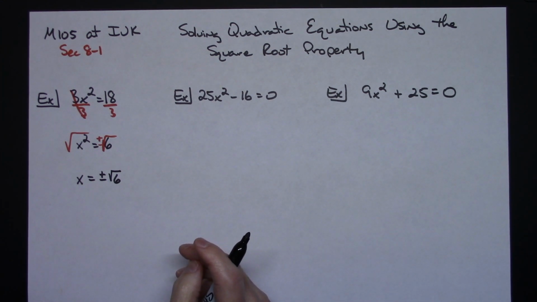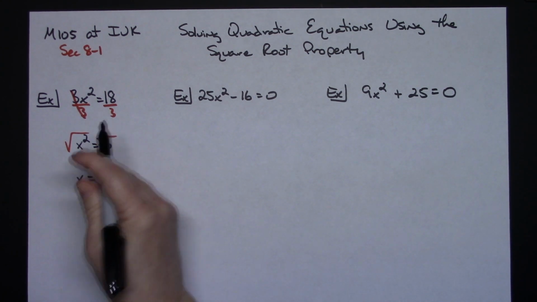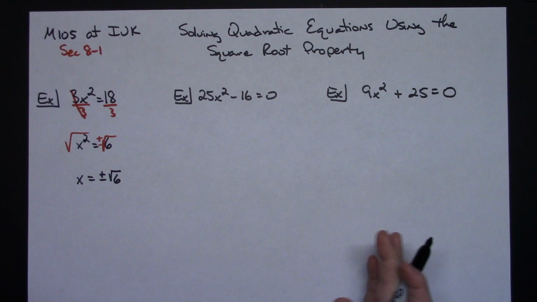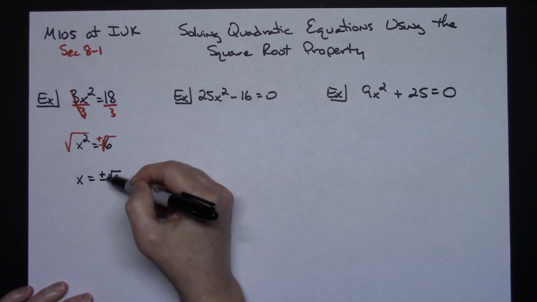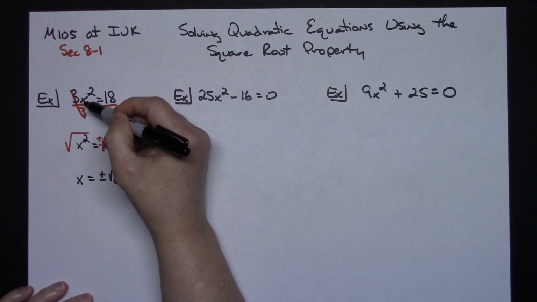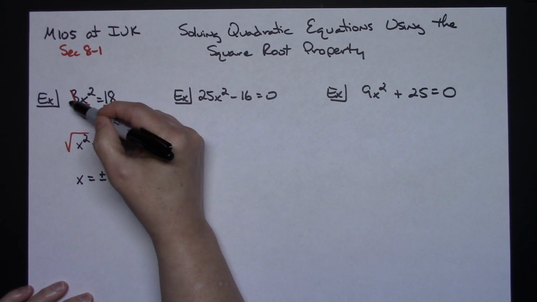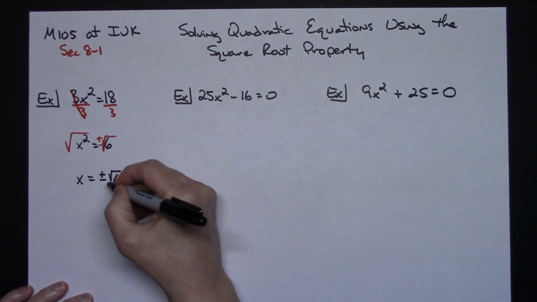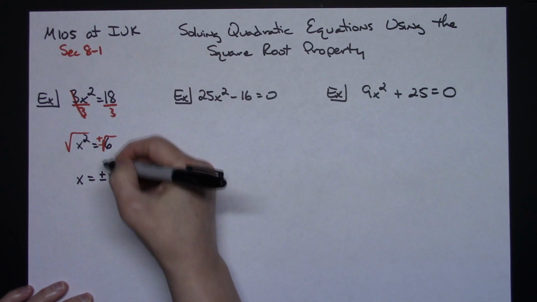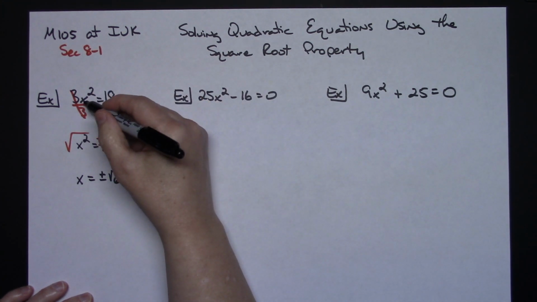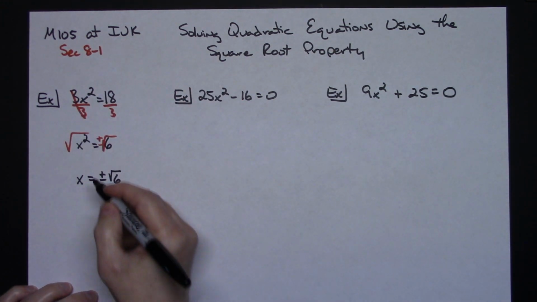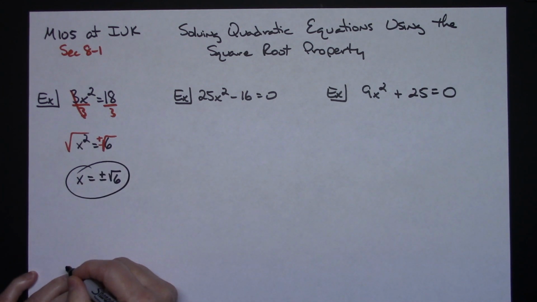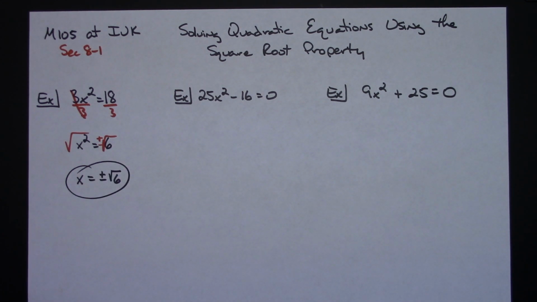Your solutions should be checked in the original equation, always on these. So we'll do it here on the first one, and then I will leave the checking on the other two for you to do. If I take the positive square root of 6 and plug it in here, square root of 6 squared would be 6. 6 times 3 is 18, so the positive one checks. If I take the negative square root of 6 and I plug it back in, a negative square root of 6 squared would give me a positive 6. 6 times 3 is going to give me an 18. So they both do check.